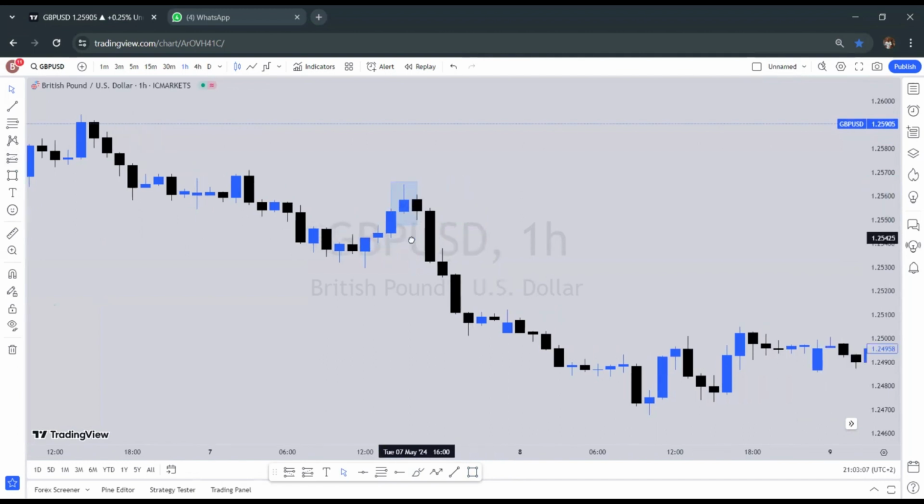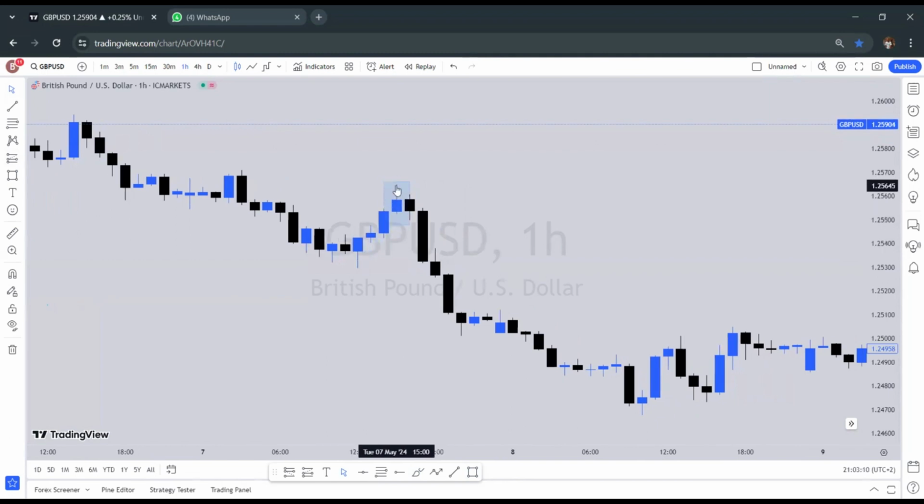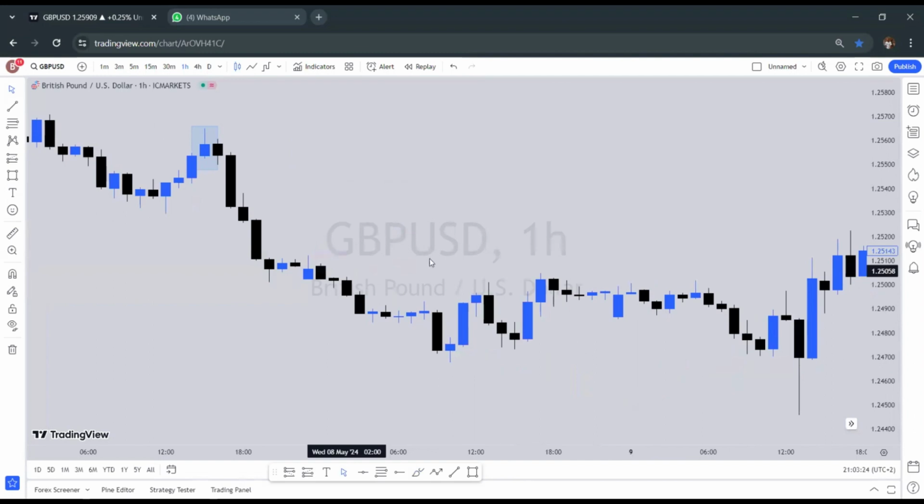That means buyers took the market to this level and sellers brought it down, leaving us with this thing that looks like a hammer. After that, what happened? When price got here, sellers took it down and later started pushing the market downside. Do you understand?